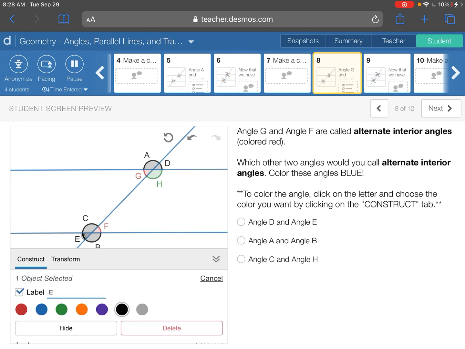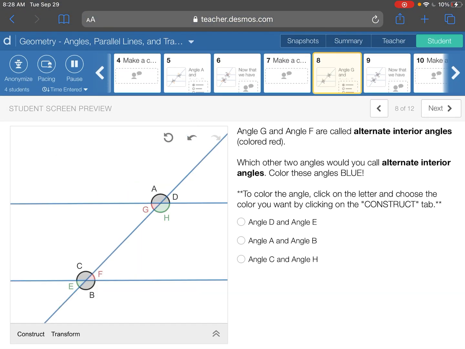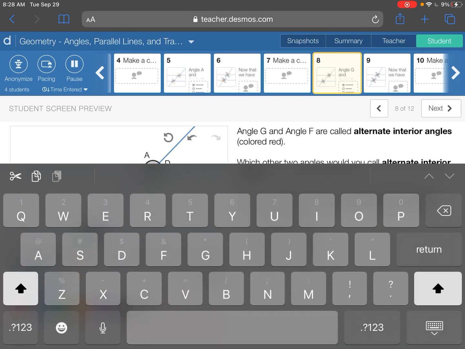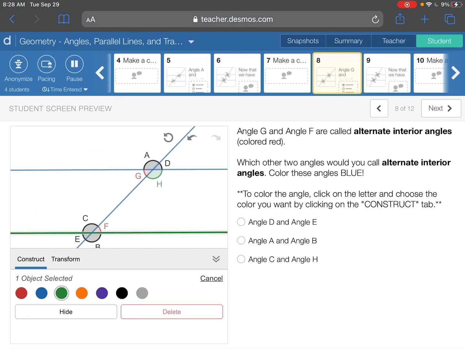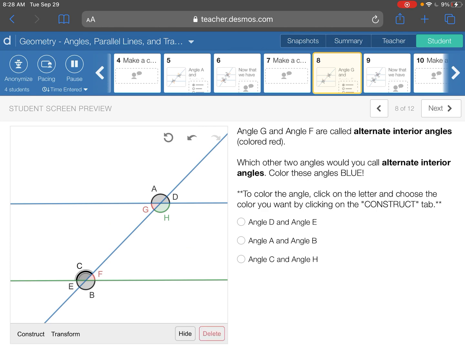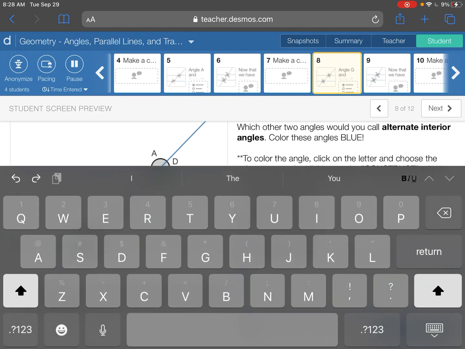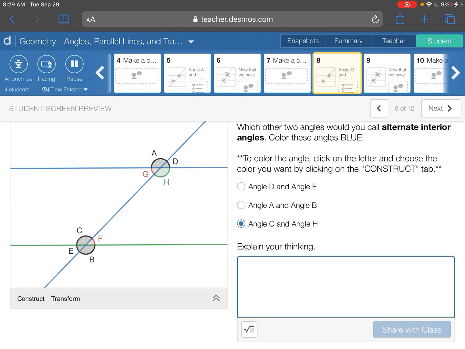and E. Oh, nope, I made a mistake. It would be H and C. So H and C. Okay, I'm not going to worry about highlighting it. You can see where C is. So H and C are our alternate interior angles because H and C are on opposite sides of the transversal, but both on the inside of the parallel lines.